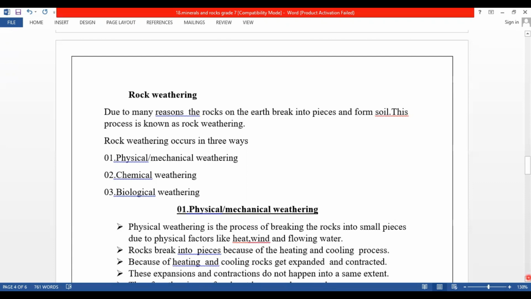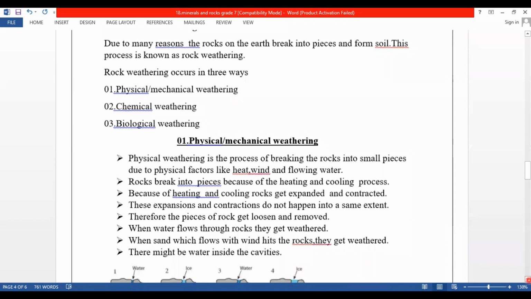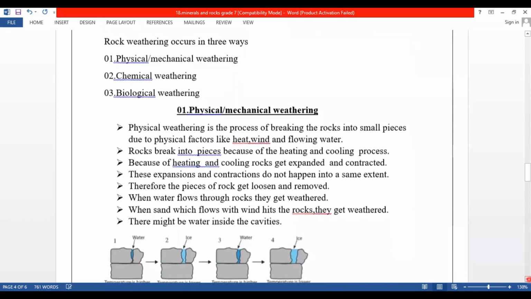But here we are learning the rock weathering topic. Under that, we should know rock weathering means because of some reasons rock is breaking down and turns to small pieces, and finally these pieces become soil. This process is known as rock weathering. Rock weathering occurs in three ways. One way is physical or mechanical weathering. Chemical weathering is the second one, and the third one is biological weathering. Here we are going to discuss all these three one by one.